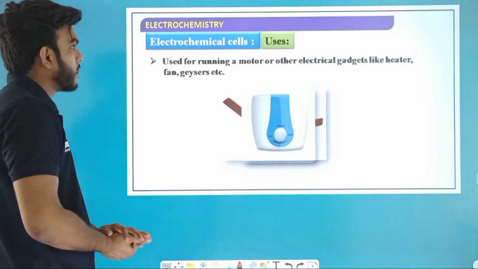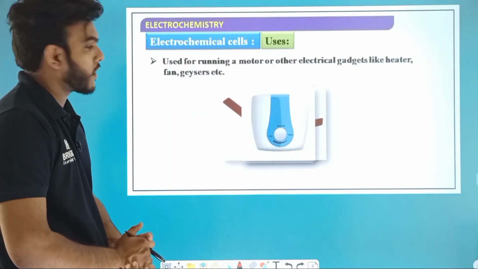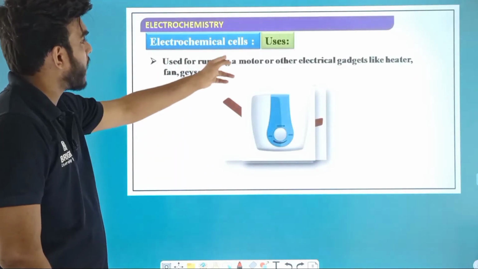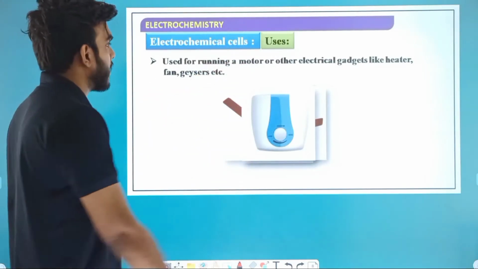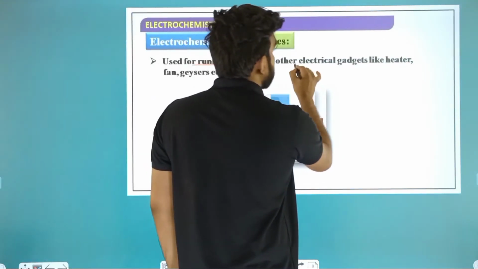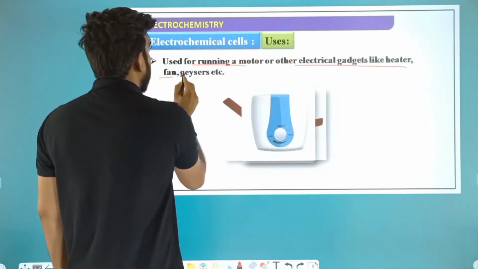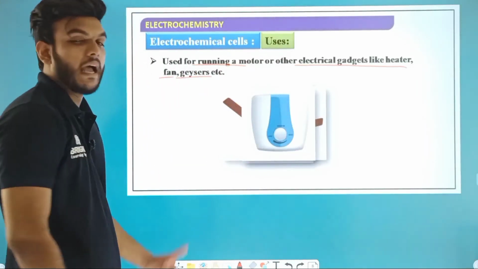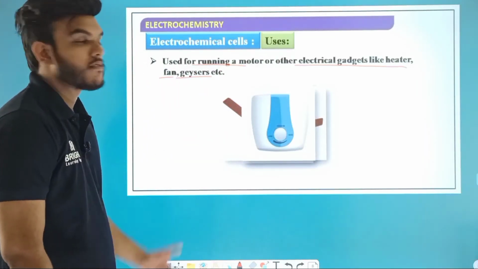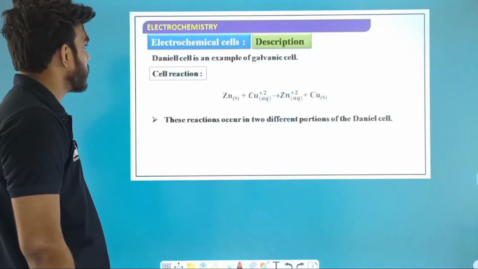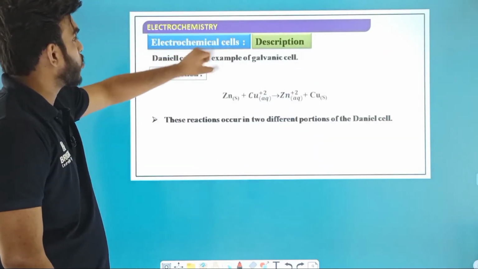So moving further, what are the uses of the electrochemical cell? It is used for running motors, and other electrical gadgets like a heater, fan, and gas appliances. Everywhere we are using these electrochemical cells.